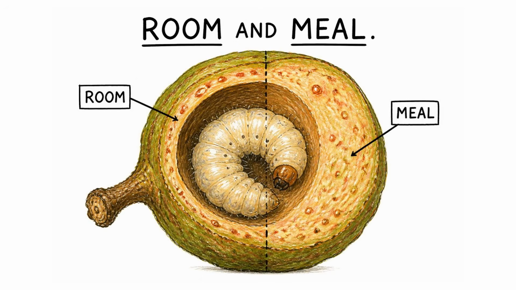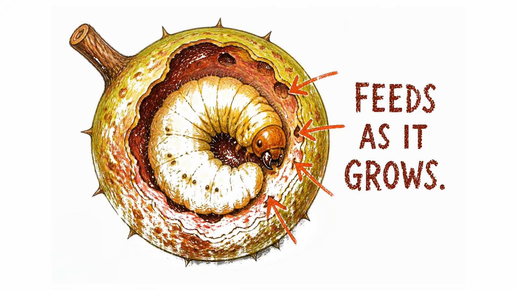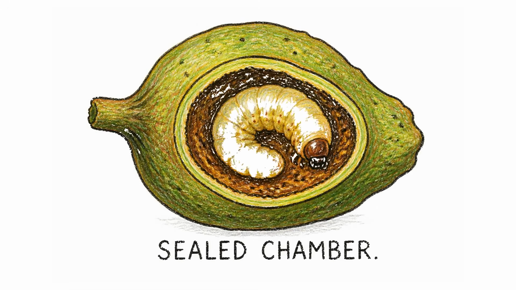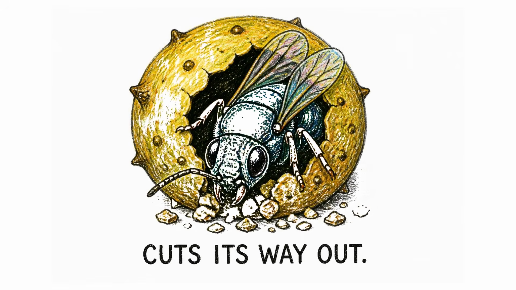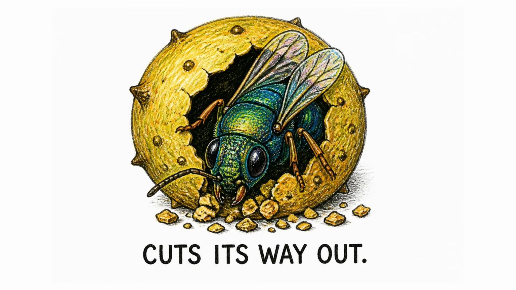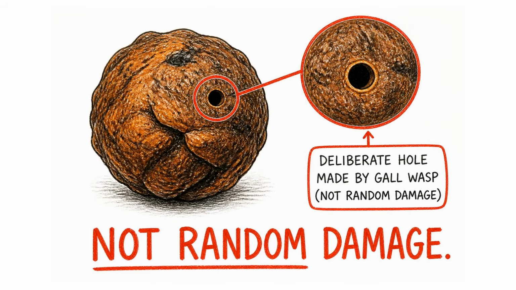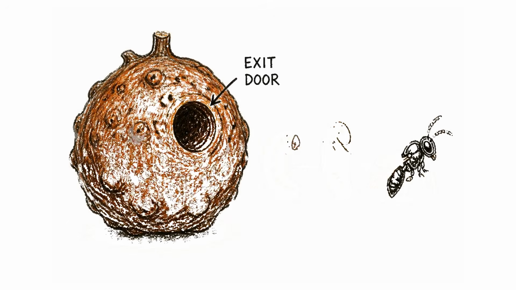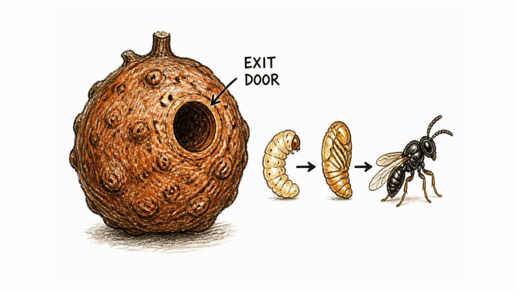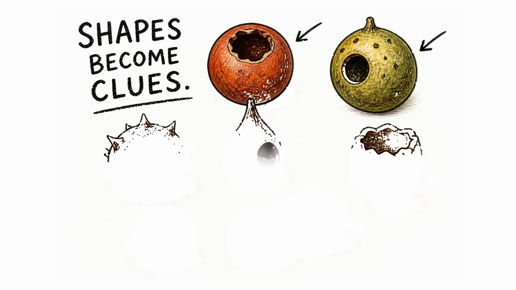It is also a meal. As the larva grows, it feeds on the gall tissue around it, sealed inside a chamber built from the plant it has persuaded to serve it. Then, when development is complete, the adult insect cuts its way out. That tiny, neat, round hole in an old brown gall is not random damage. It is an exit door. Something lived there, changed there, and left.